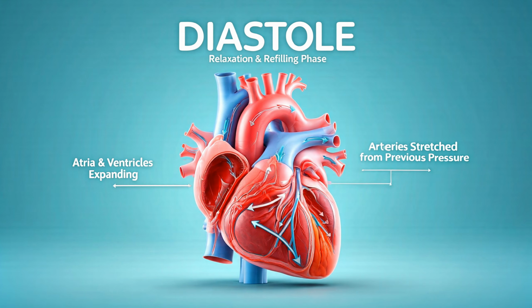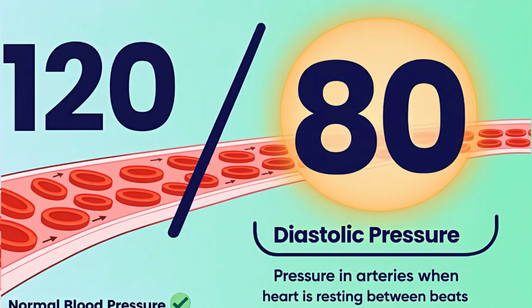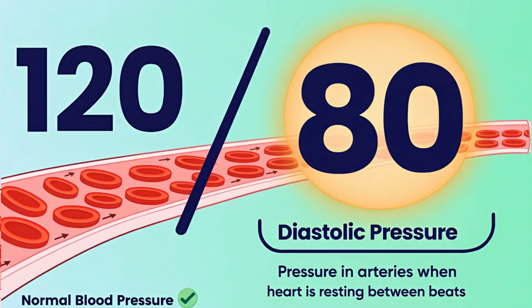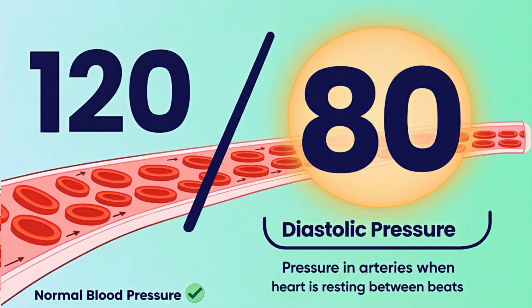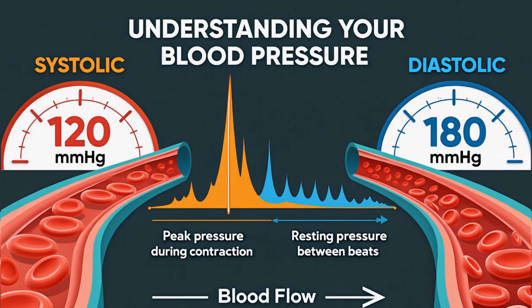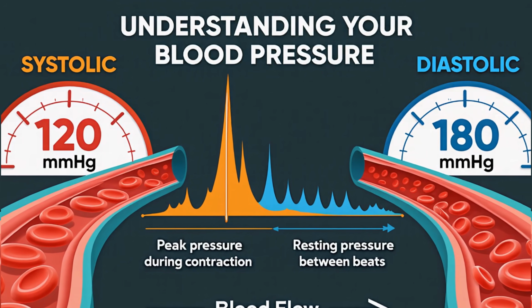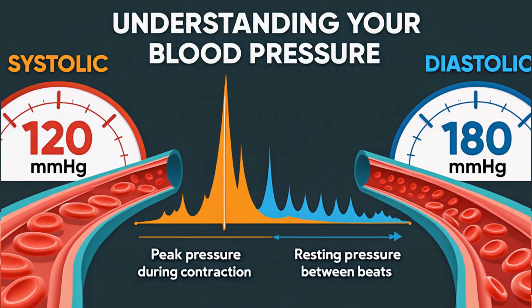Now let's look at the second number. The bottom number is called diastolic pressure. Diastole is the opposite phase of the heartbeat. It is the moment when the heart relaxes and refills with blood before the next contraction. During this time, the heart is not pushing blood forward, yet blood is still moving through the body. Why? Because the arteries themselves act like elastic tubes. When the heart pumps, the artery walls stretch slightly. Then, as the heart relaxes, those stretched walls recoil and help keep blood moving forward. The pressure that remains in the arteries during this resting phase is the diastolic pressure. If the reading is 120/80, the 80 represents the pressure inside the arteries while the heart is resting between beats.